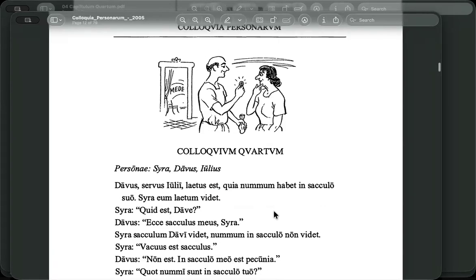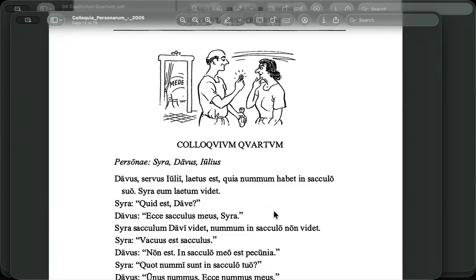Yeah, it's like a companion book. Well, there's actually several of them. There's the colloquium, or the colloquia plural, and then there's the fabella.